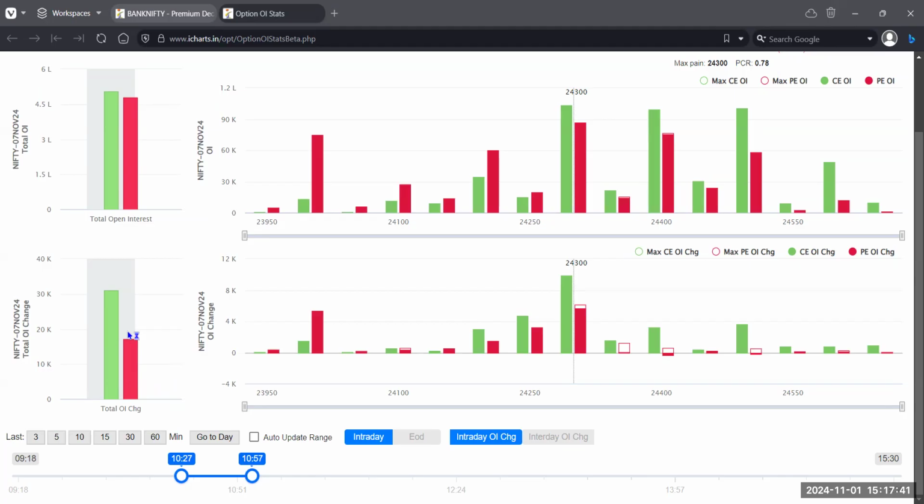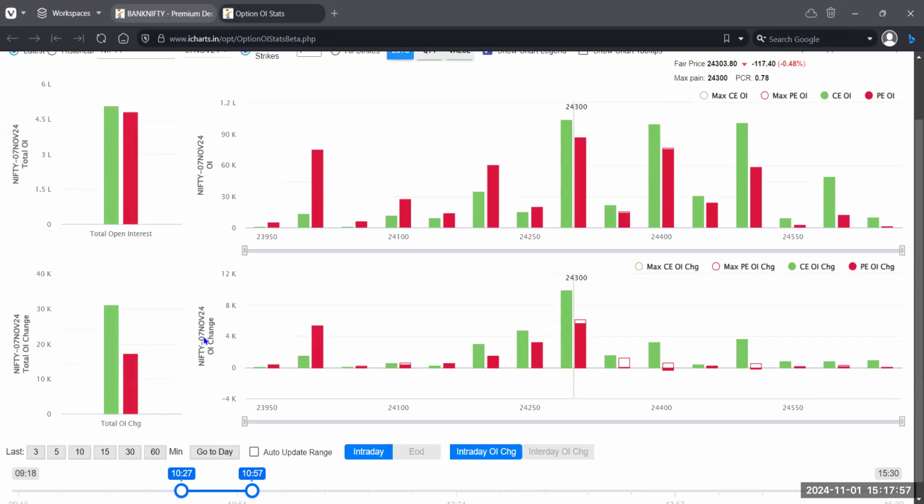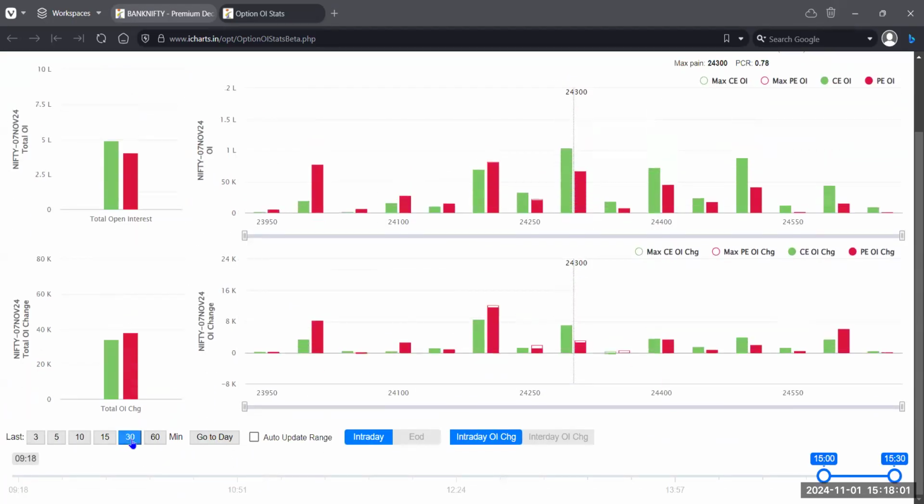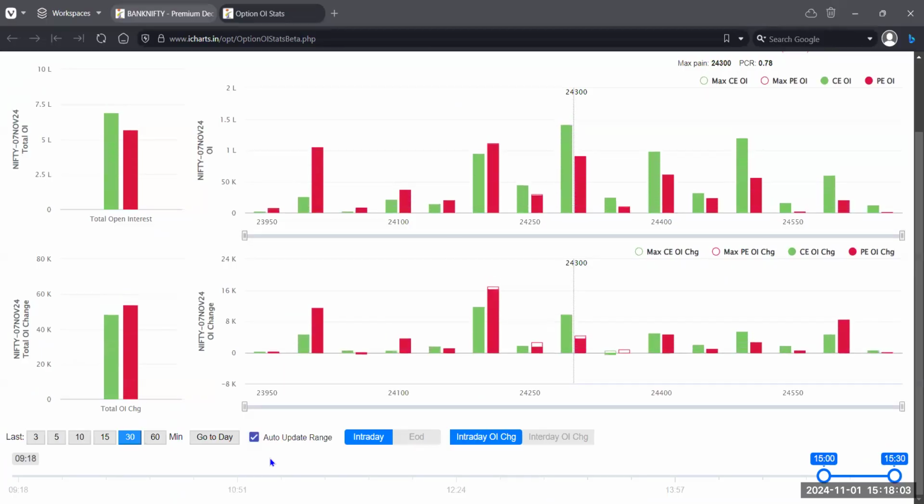But this will give you an idea of the sentiment, how the positions are being created in the market, which side, whether call side or put side. If it's call side, then it is bearish. If put side is more, it is bullish. This is what this tool will tell you. Once you click on this 30 minutes and then auto update range, this will automatically keep updating and show you the latest 30 minutes of this data.